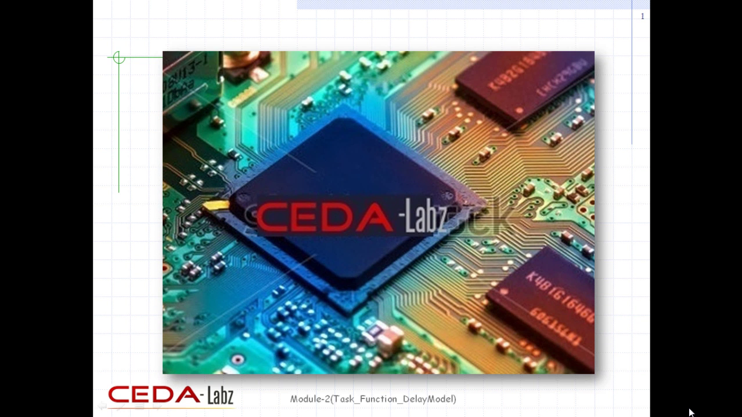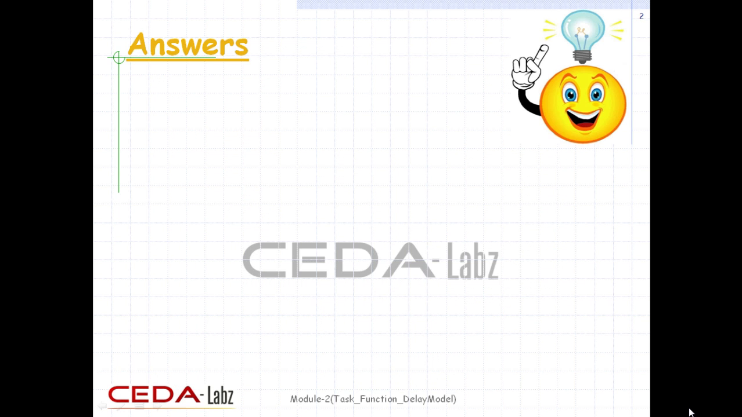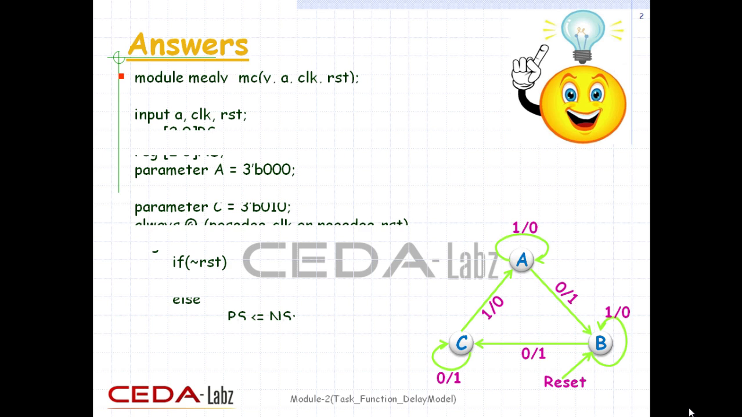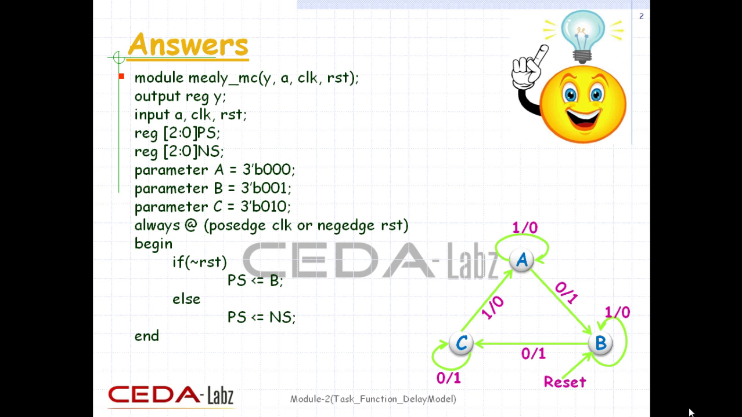Welcome to CEDA-Labz. Here are the answers to the questions asked in the previous tutorial. Our question was to design this state machine. It is a Mealy state machine, and here is the code for the same.